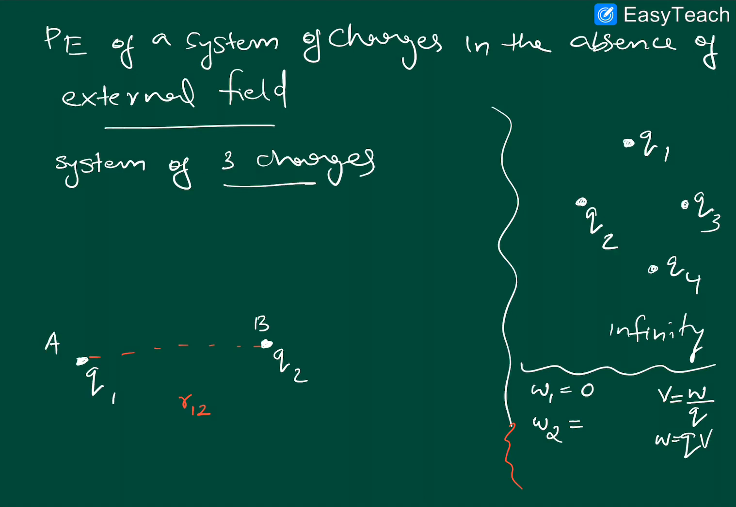So in this case, which is the charge you are moving? You are moving Q2, and it is moving to a point B. Potential at that point is VB. Now you can find VB. What is VB?